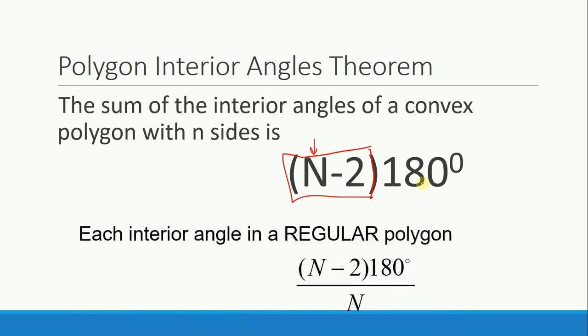Now, if you have a regular polygon, you know that each interior angle is the same amount, right? Because it was equiangular. So what I can do is find the sum of them and then divide by the number of sides we have. So if I want to know how many degrees are inside of a pentagon, I would have 540. Then I would divide by 5 to know, if it's regular, how many degrees each of the interior angles is.